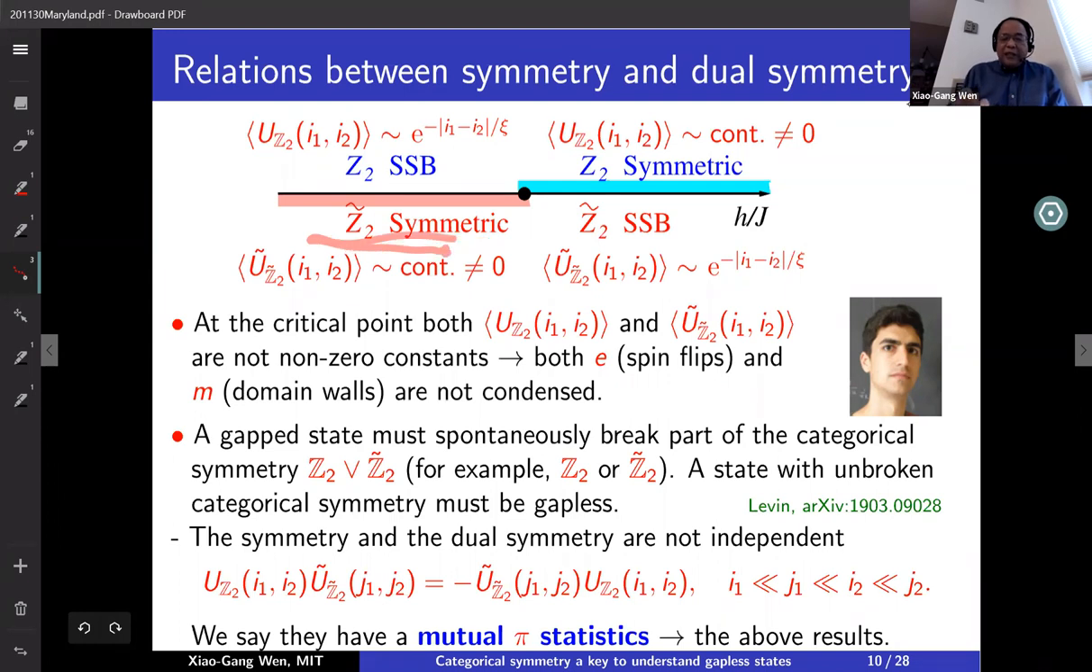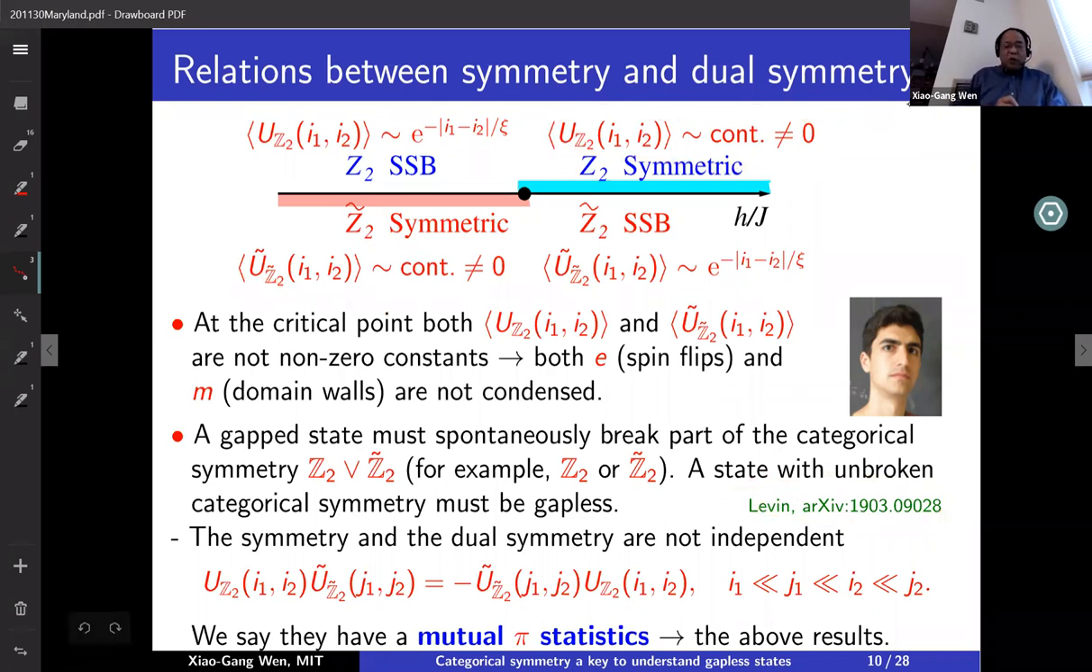the order parameter is a patch operator of the symmetry, which has a non-zero average in the dual symmetry breaking states. However, this patch operator has exponential decay in the dual symmetric phase. But from here, you can see that these two order parameters have some kind of exclusion relation. They cannot have a non-zero average simultaneously. This is something pointed out by Michael Levin.